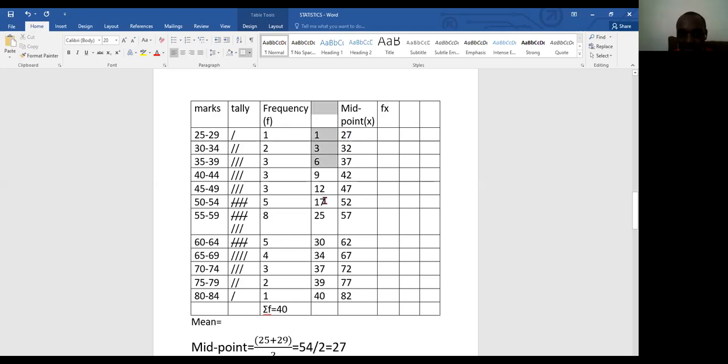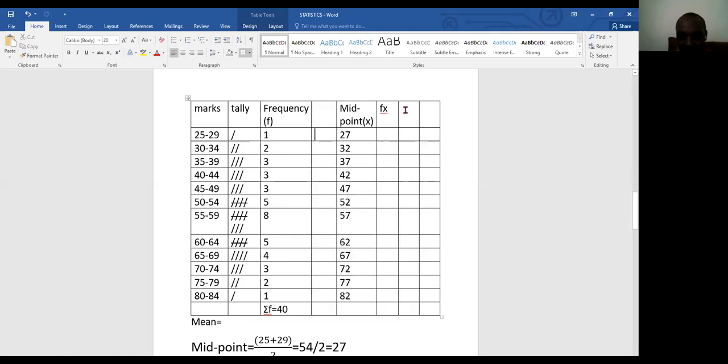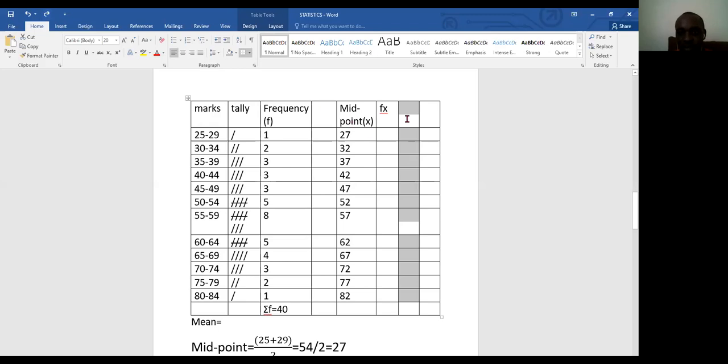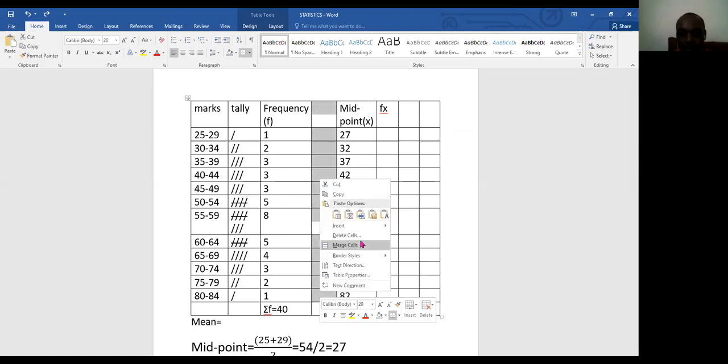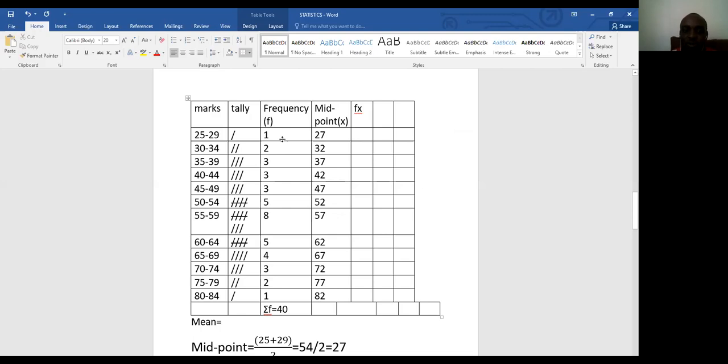So this column here, let me cut it and paste it here. Let me just remove it and put it there, and then take it again. The reason why I'm doing this is I want the f and the x together.